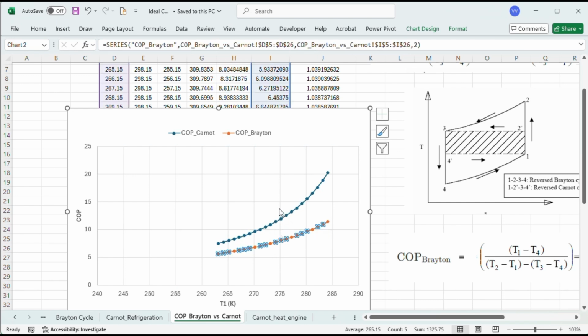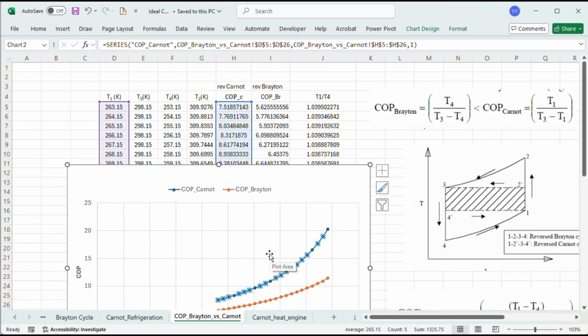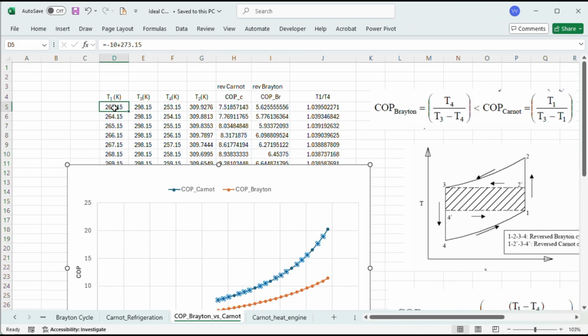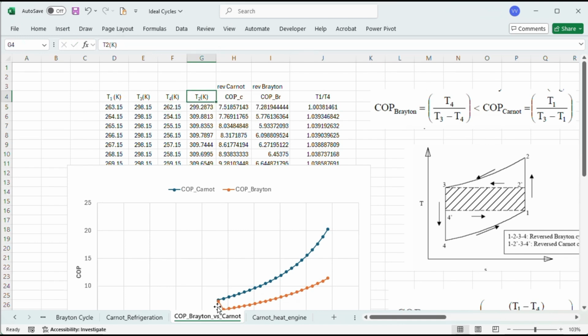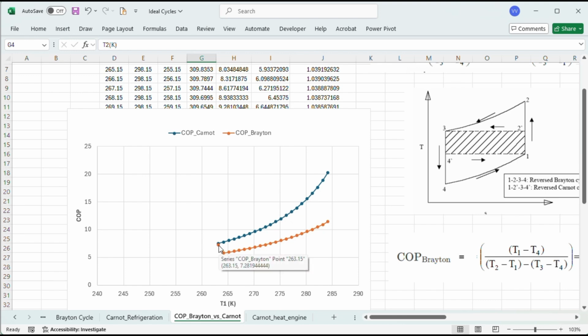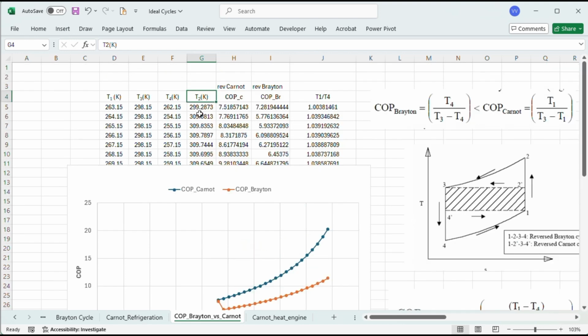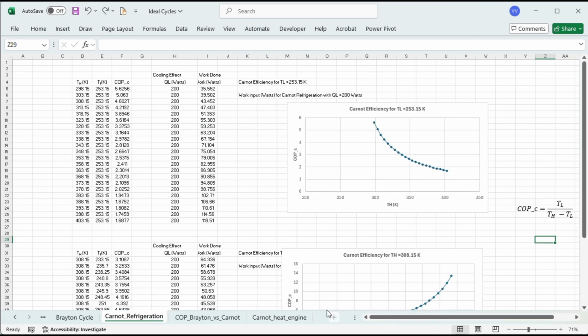And you can see Carnot and Brayton cycles have different efficiencies. Typically, Carnot has much higher efficiency. If the T1 tends towards T4, so if I reduce the difference between T1 and T4, then their efficiency will get closer. So you could see at that point, the efficiencies are getting closer. When T1 and T4 are close enough, then the efficiencies match because Brayton cycle tries to mimic the Carnot cycle.